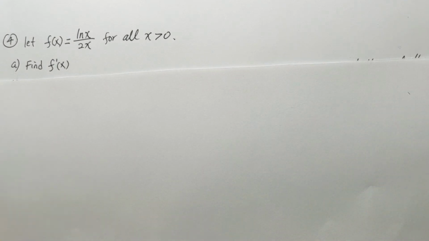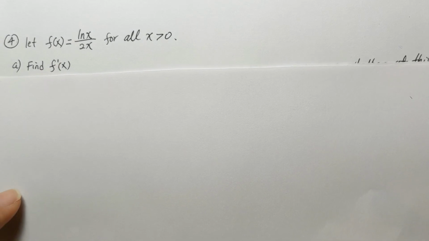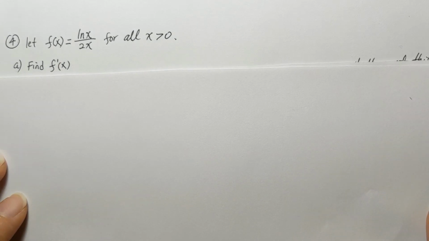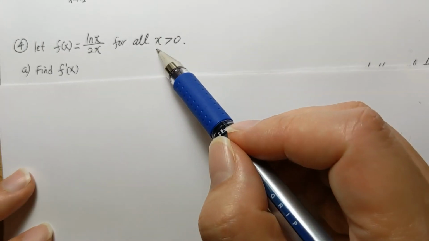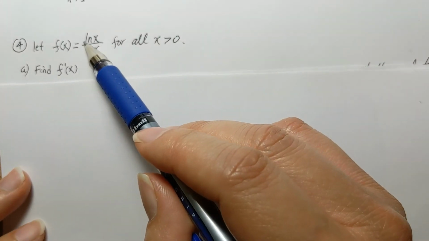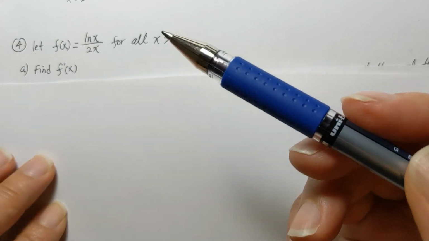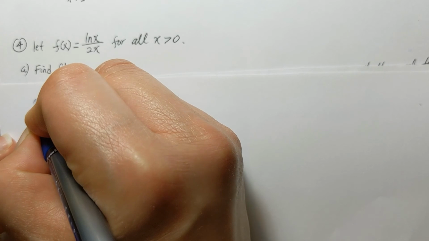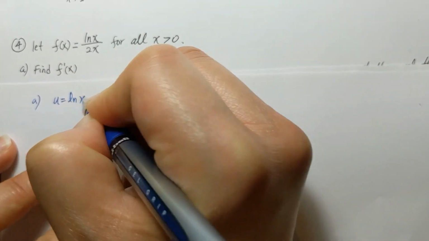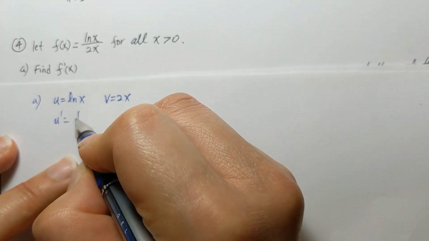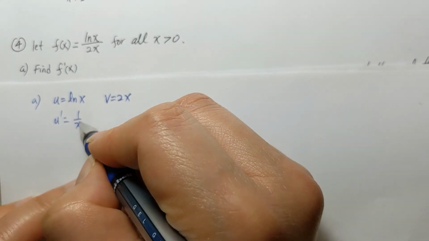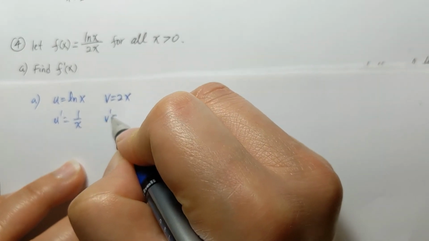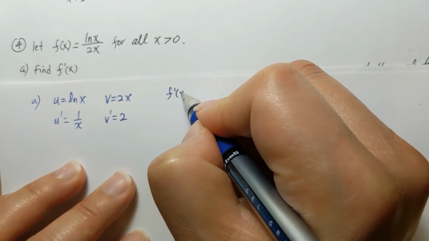So we have a fraction again. So we have the domain is x greater than 0. The reason is because the domain for ln x has to be positive. Part A, find f prime of x. So we're going to do u equal to ln x, and v equal to 2x. u prime, the derivative of ln x, is 1 over x, or 1 over x times 1 if you want to write it that way. v prime equal to 2.